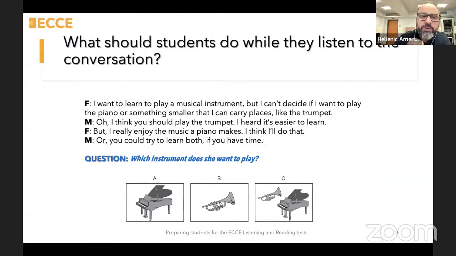A woman says, I want to learn to play a musical instrument, but I can't decide if I want to play the piano or something smaller that I can carry places, like the trumpet, says the woman.